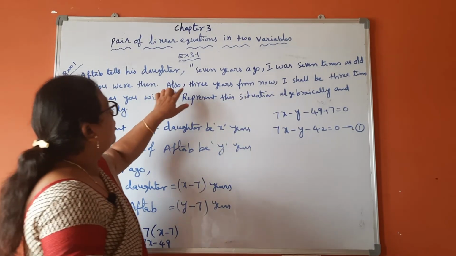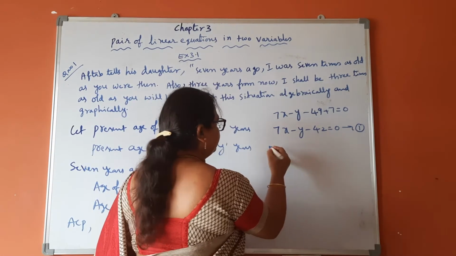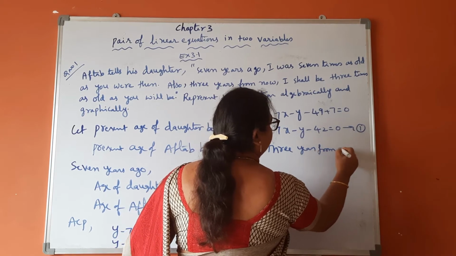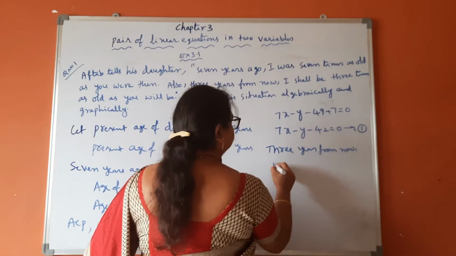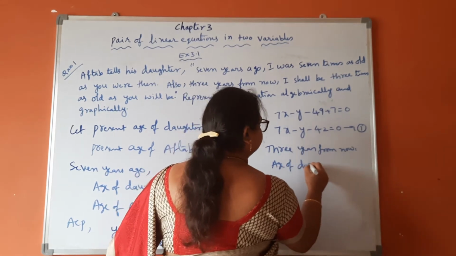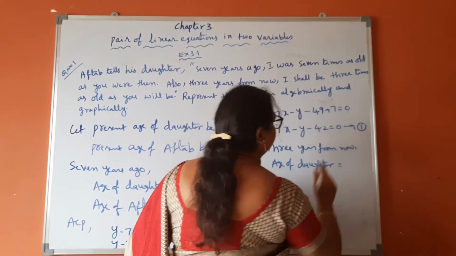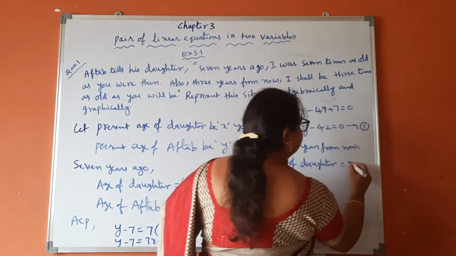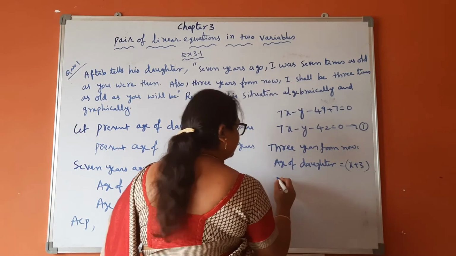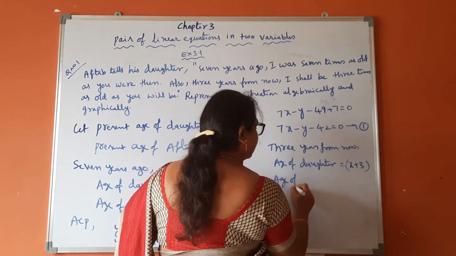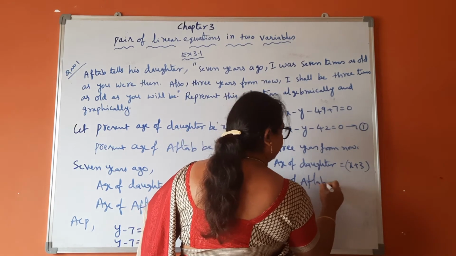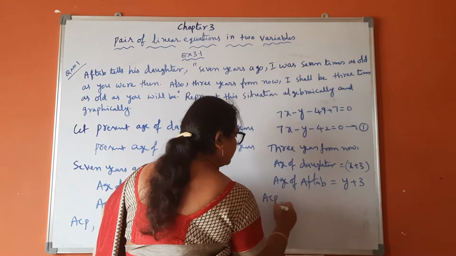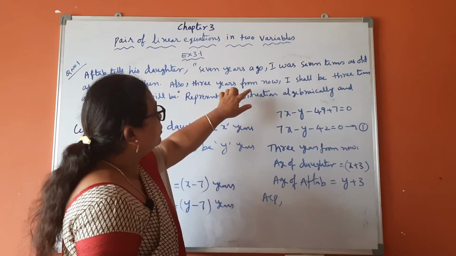Then also 3 years from now, age of daughter: present age of daughter is x years. After 3 years, daughter's age will be x plus 3 years. And age of Aftab, y plus 3. So according to the problem, 3 years from now I shall be 3 times.